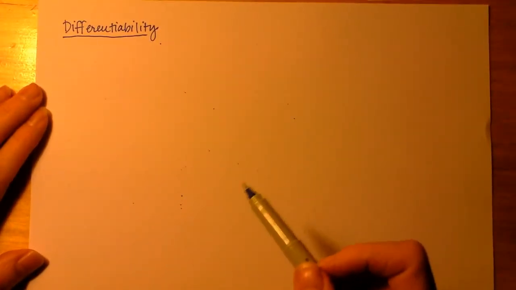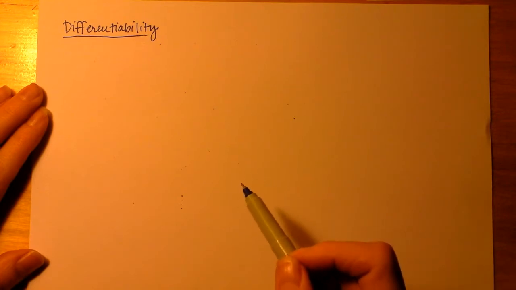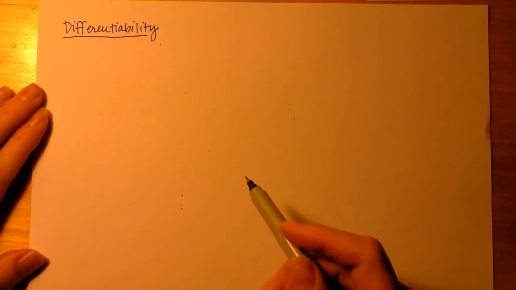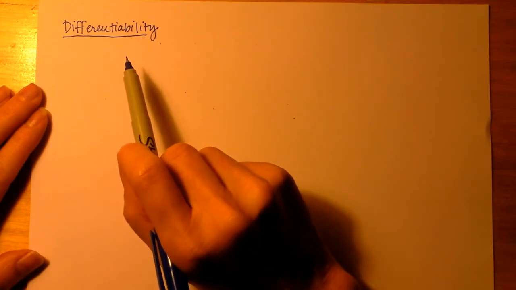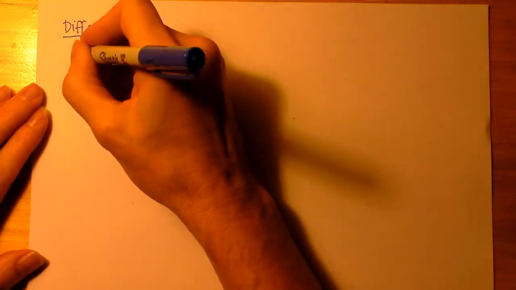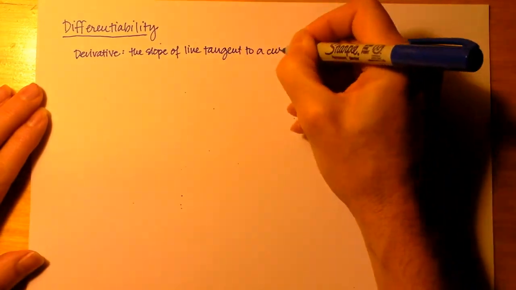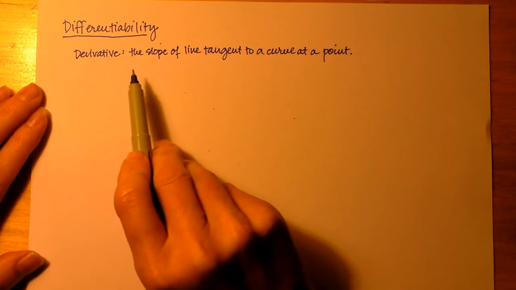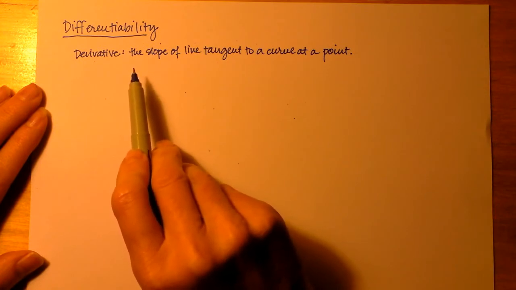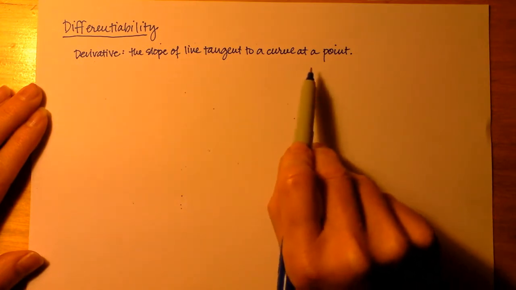Differentiability refers to our ability to take the derivative of a function at a particular point. And if you remember how we first got to talking about the derivative, we defined it kind of as the slope of the line tangent to a curve at a point.